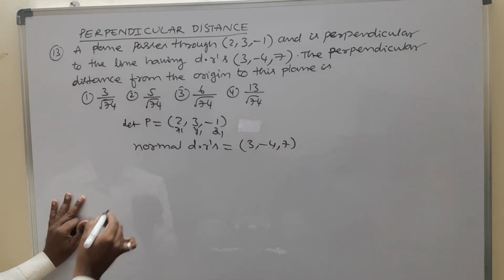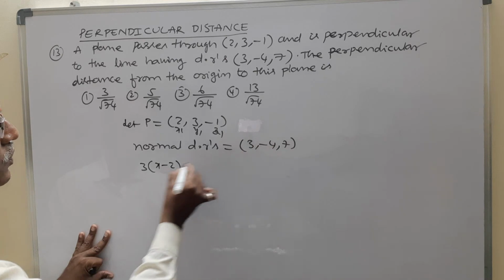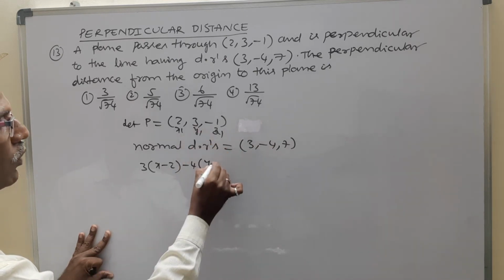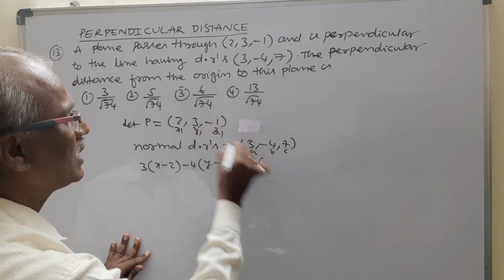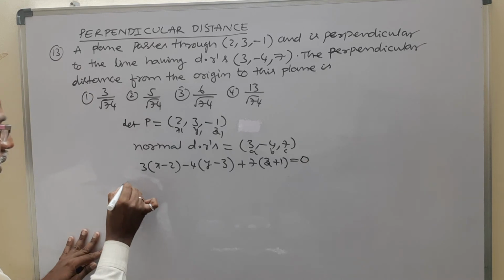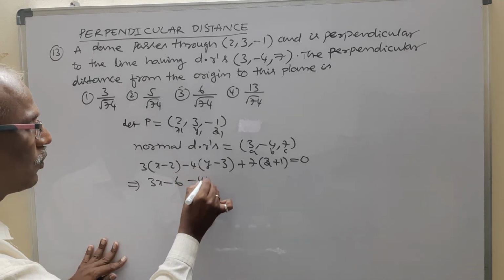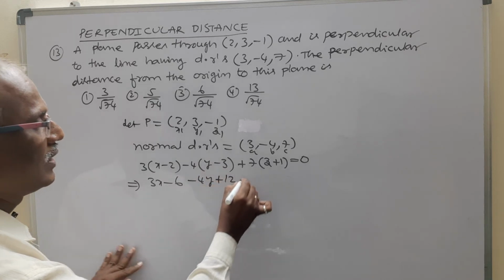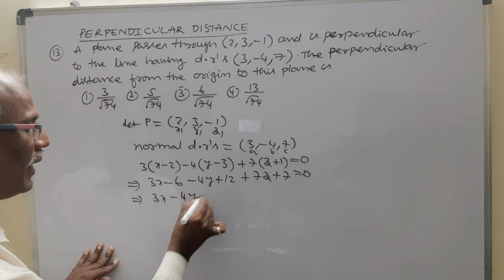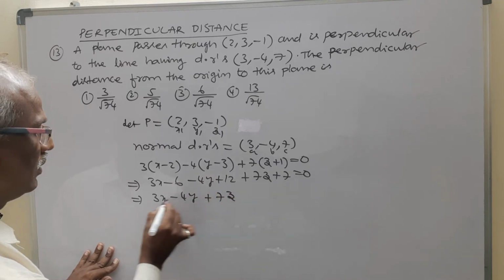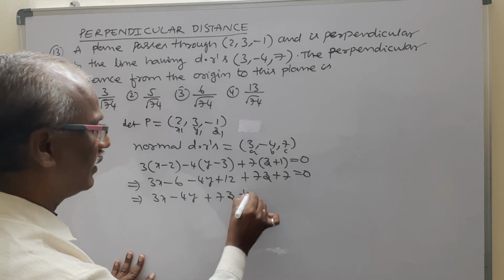First, find the plane equation: a(x - x1) + b(y - y1) + c(z - z1) = 0. Here a = 3, x1 = 2; b = -4, y1 = 3; c = 7, z1 = -1. So 3(x - 2) - 4(y - 3) + 7(z + 1) = 0. Multiplying out: 3x - 6 - 4y + 12 + 7z + 7 = 0. So 3x - 4y + 7z + 12 + 7 - 6 = 3x - 4y + 7z + 13 = 0.